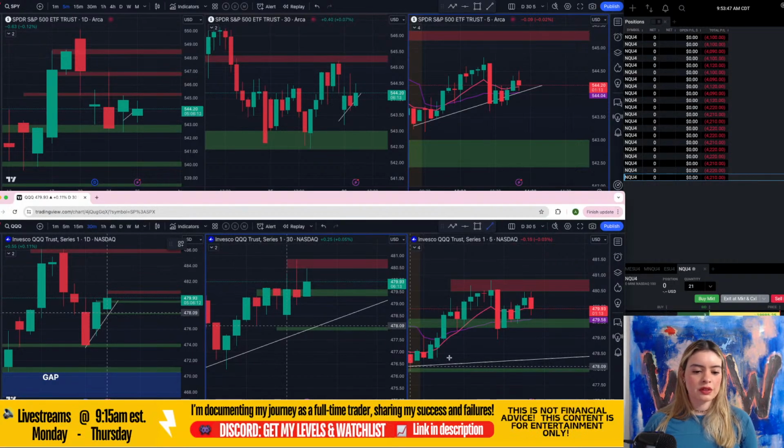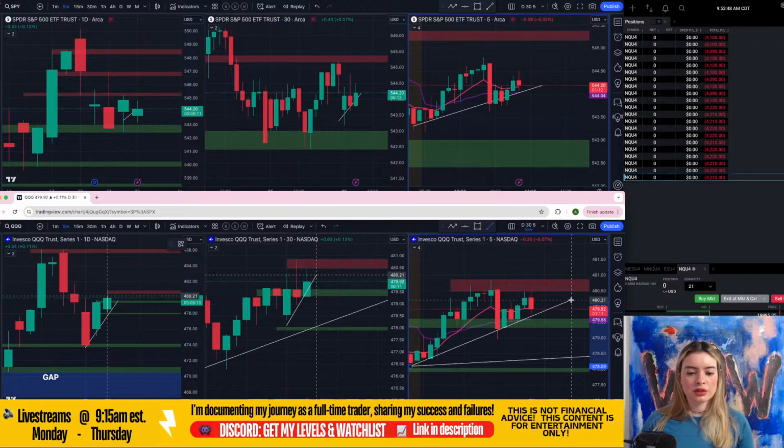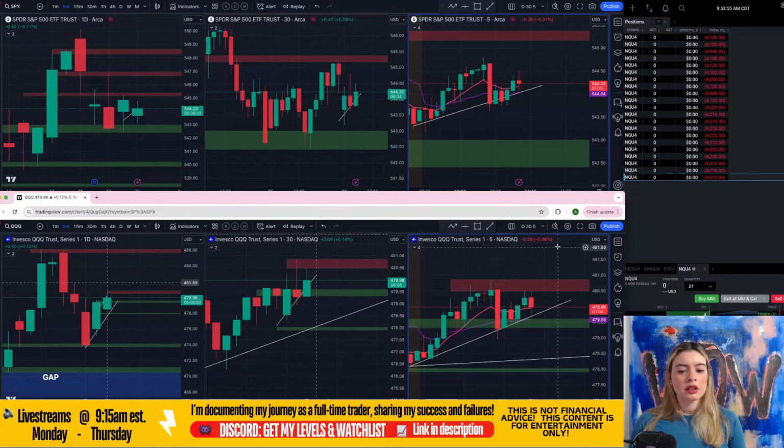Let's see if the Q is going to lose this uptrend here. And the VWAP, that's our signal to go lower. If it keeps holding, it's bullish.